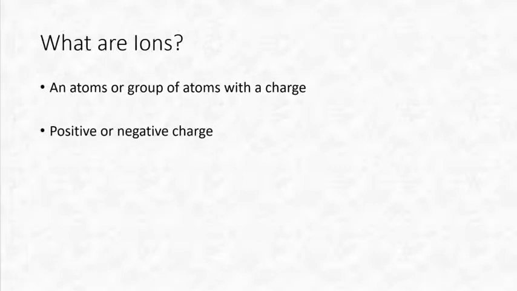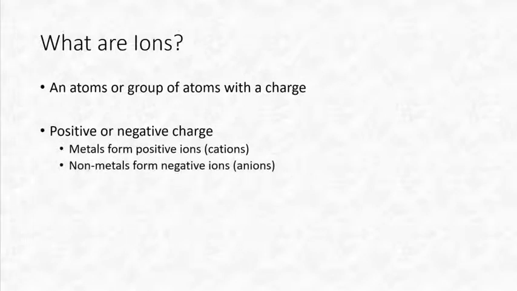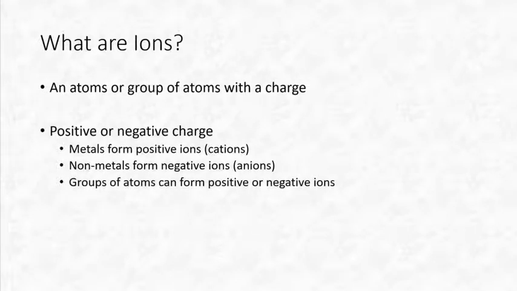So what are ions? They are an atom, or sometimes a group of atoms, that have got a charge. That charge could be positive or negative. Metals form positive ions or cations. Non-metals will form negative ions or anions. And groups of atoms can form positive or negative ions. There's many more examples of negative ions when we have a group of atoms.